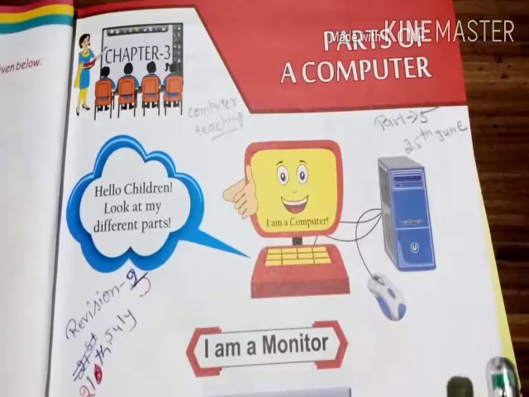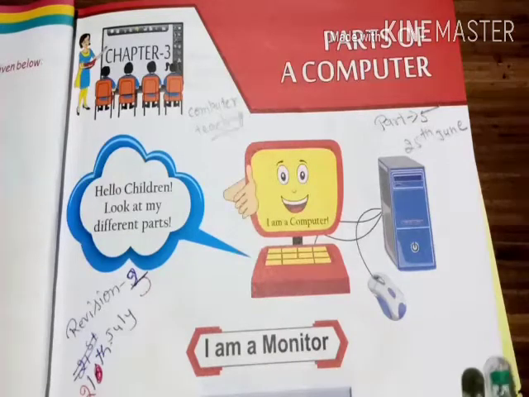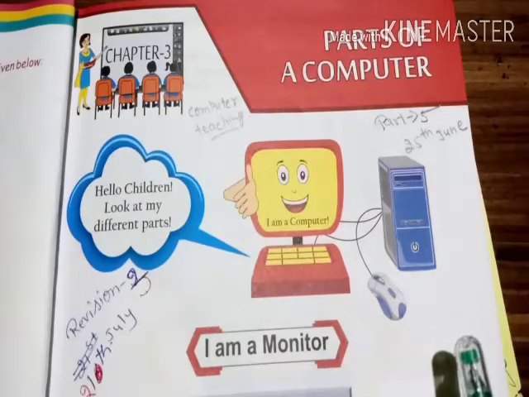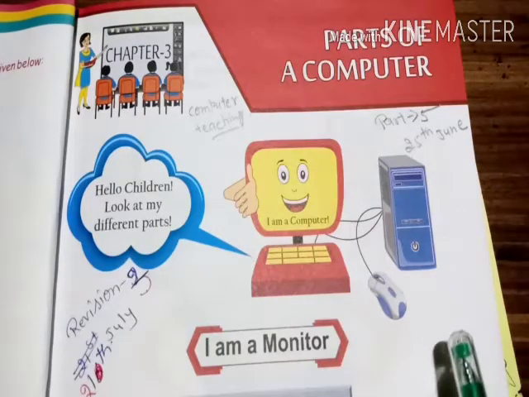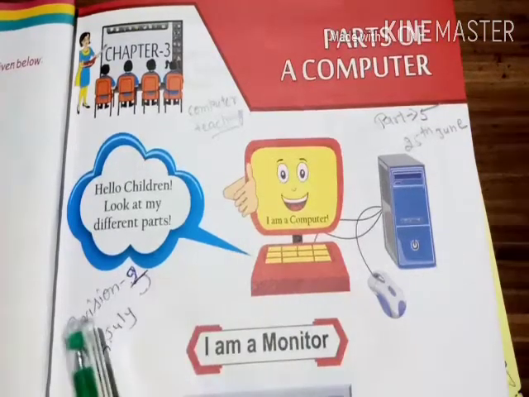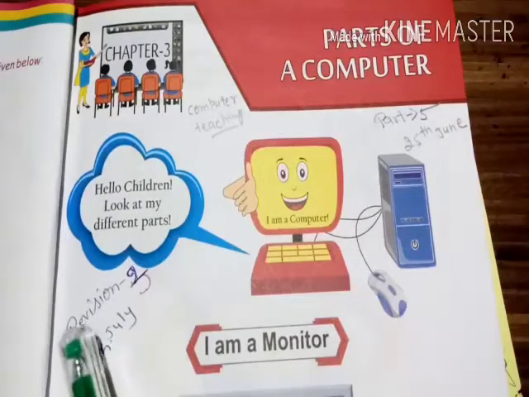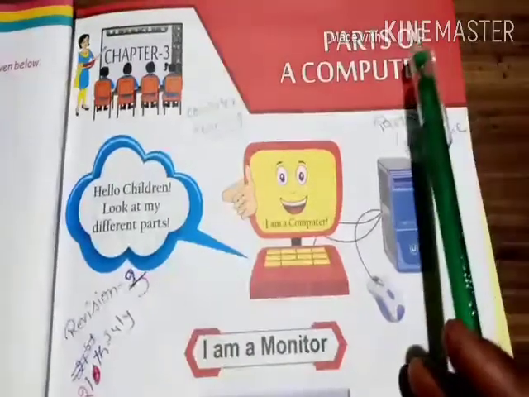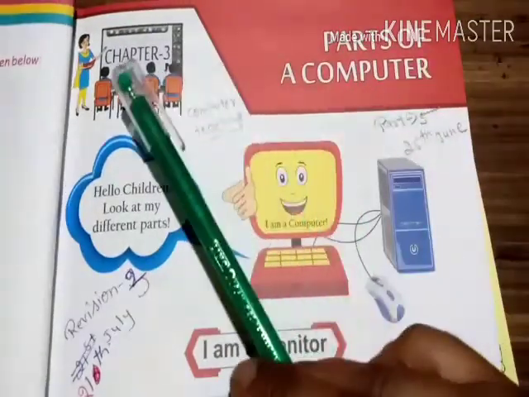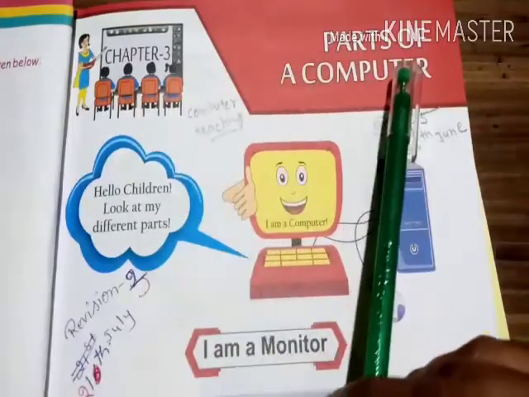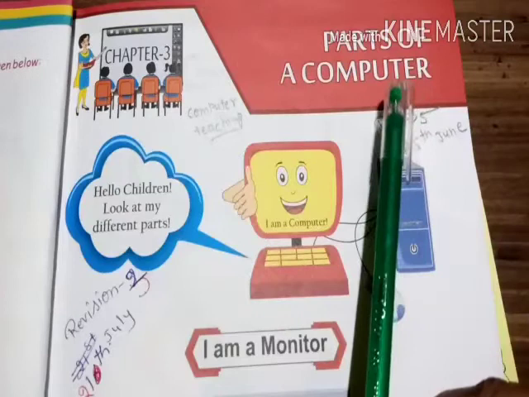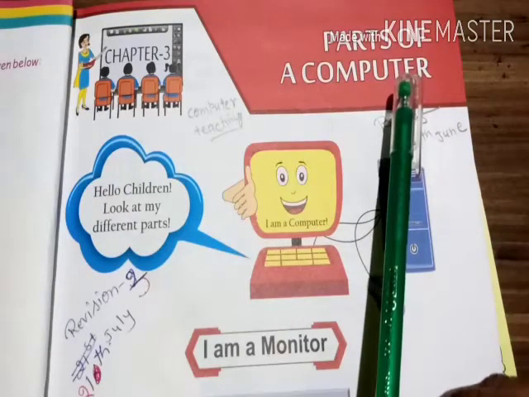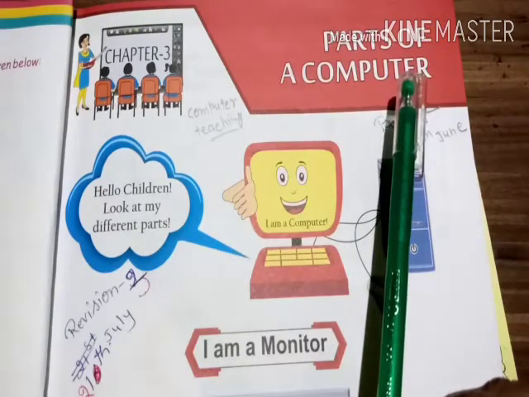Nowadays we are doing this revision of all these chapters which we have already completed for our first term exam. So this is my third video for revision. That's why I have written here revision 3, and today we are going to revise chapter number 3. The name of this chapter is Parts of a Computer. In this chapter we have to learn about different parts of our computer system.